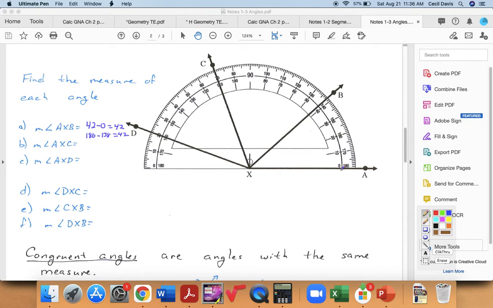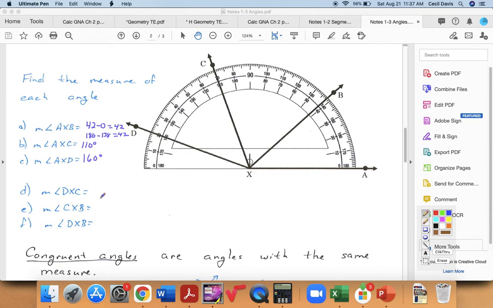All right, so then for the next one, angle AXC, A to X to C, again, I think it's going to be easier to use the inside scale. This is at 0. I'll just read over to here. That is 110 degrees. I don't even have to do the subtraction then. Or AXD, again, this runs through 0 on the inside scale, so I'm going to use the inside scale all the way around to here. That's 150. That is 160 degrees.